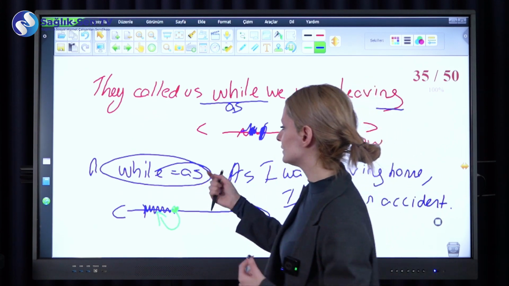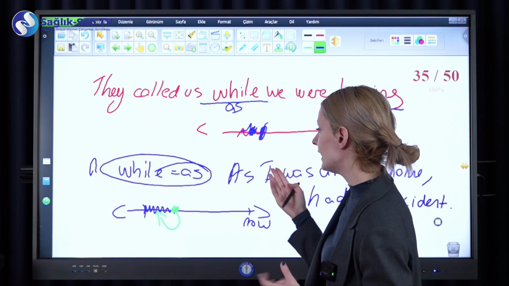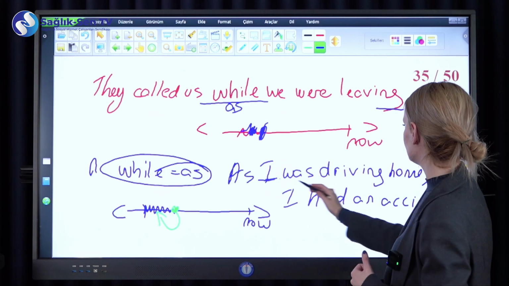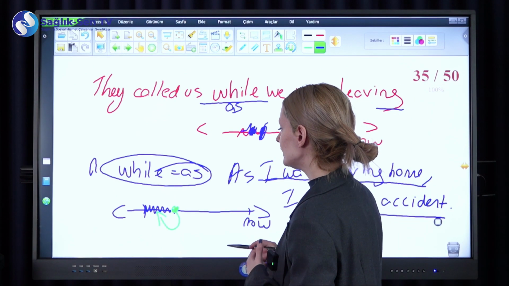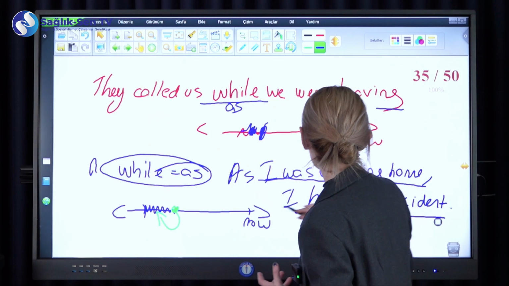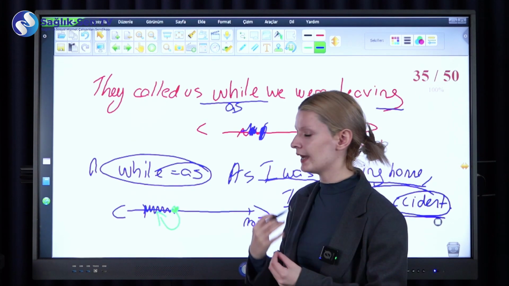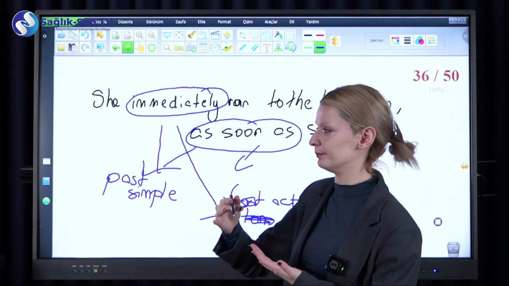Or we said that we can use as instead of while. They mean the same thing. As also gets past progressive right after it. As I was driving home, I had an accident. By the way, if you confuse short and long actions, you should also look at the meaning, because having an accident is something that happens immediately, not over a long term.